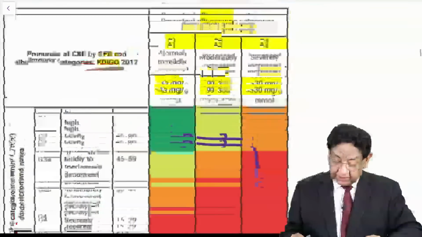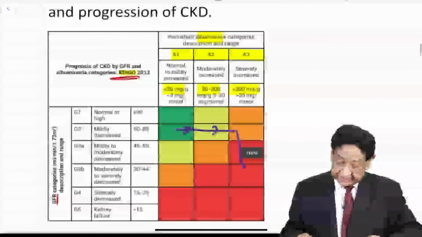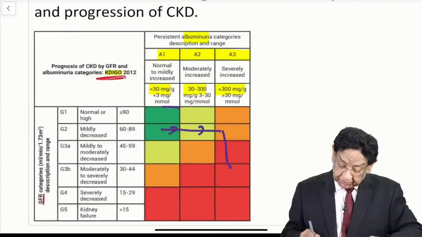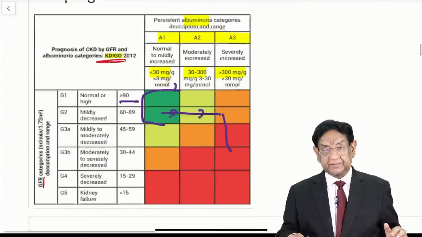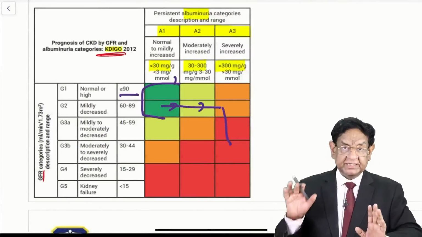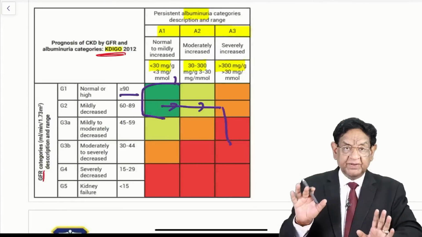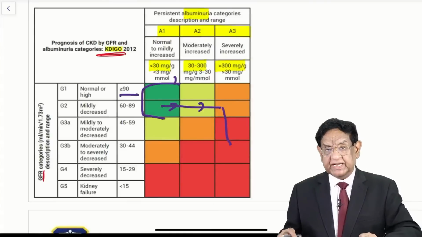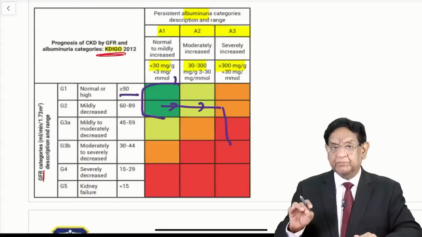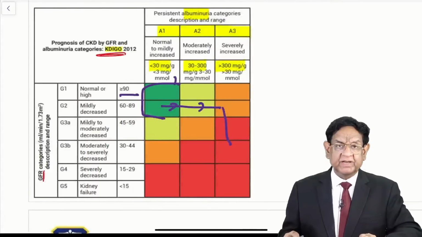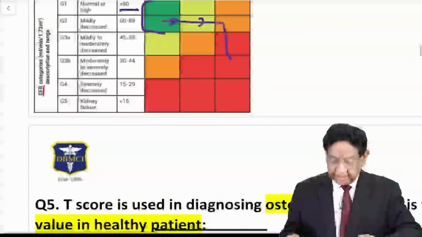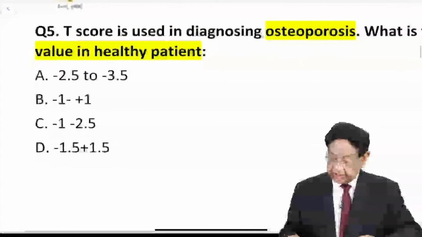Similarly, this is again for GFR also: GFR on this side, albumin on this side, and you can see the color change occurs. I think it's a brief introduction to this table. Many of you may be listening for the first time. At least you understood one point very clearly, that chronic renal failure is based on 2 things, GFR and proteinuria, or better, albuminuria. Question number 5.